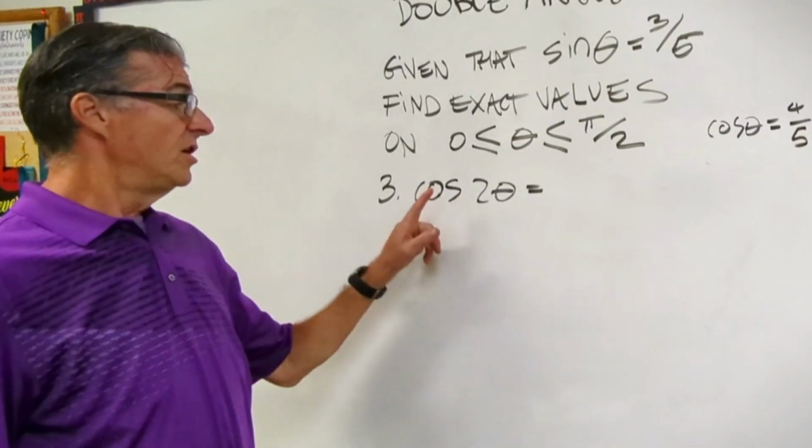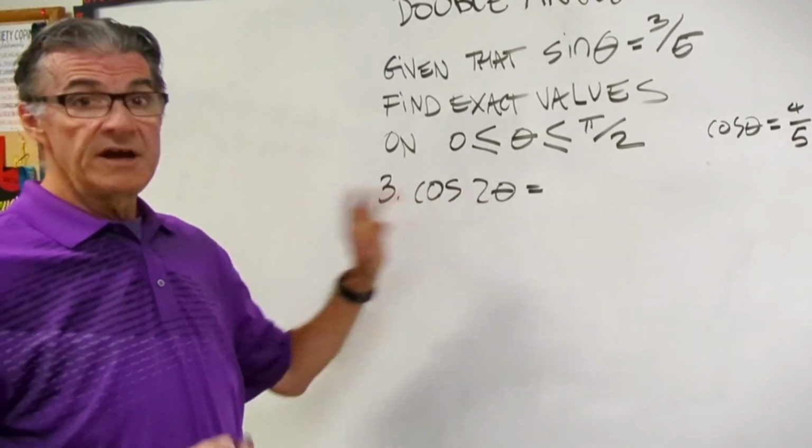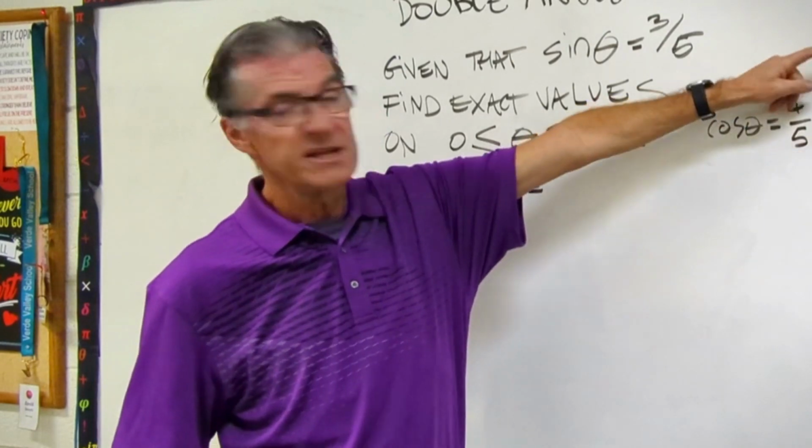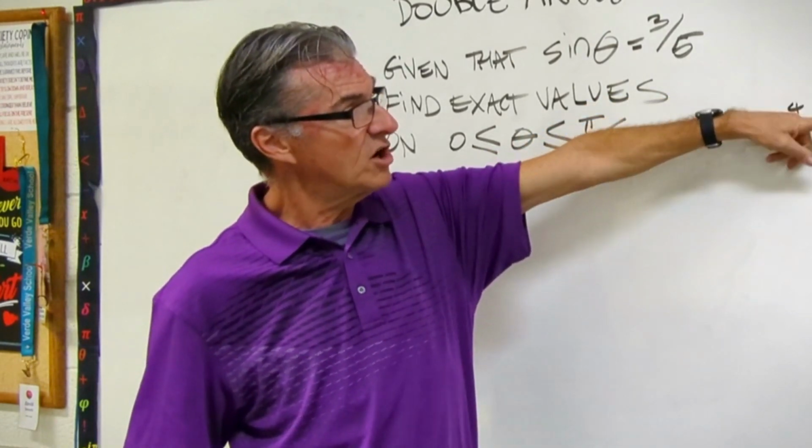Now I want you to do cosine of 2 theta. Now this time you're going to have to take a look at the three identities that relate, the three double angle identities that relate to cosine.